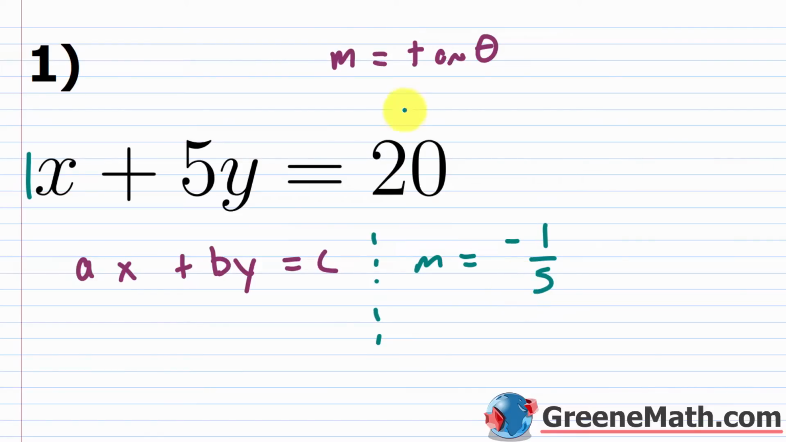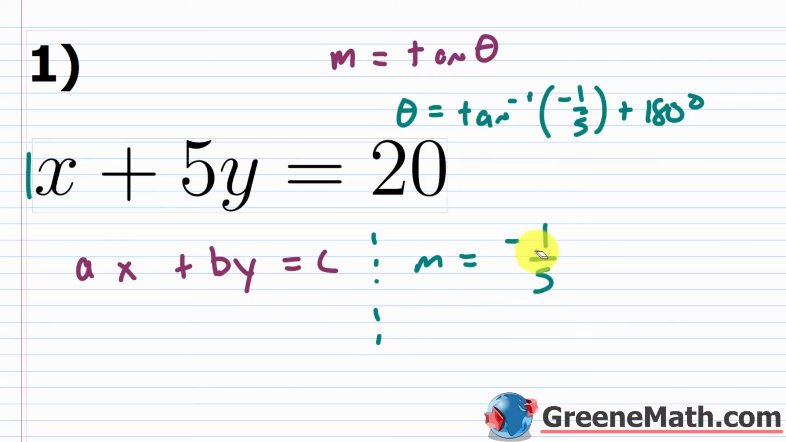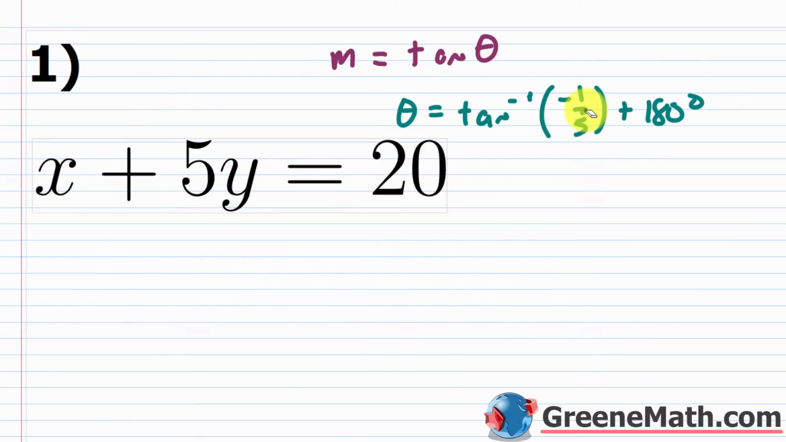Because of this, I can say that theta is going to be equal to the inverse tangent of negative 1/5, and then plus 180 degrees. Let's do that real quick to see what we should get. If I punch that into my calculator, let me get rid of all this and make it a little bit cleaner. What I get is theta is approximately negative 11.31 degrees. That's coming from this part right here.